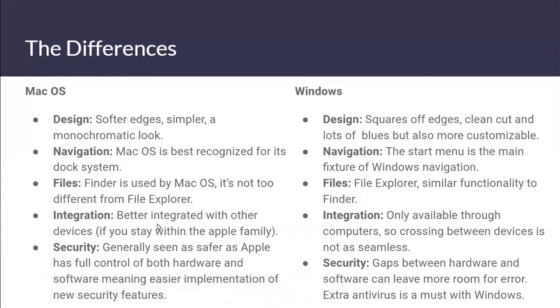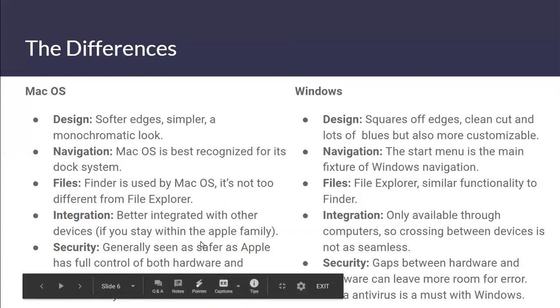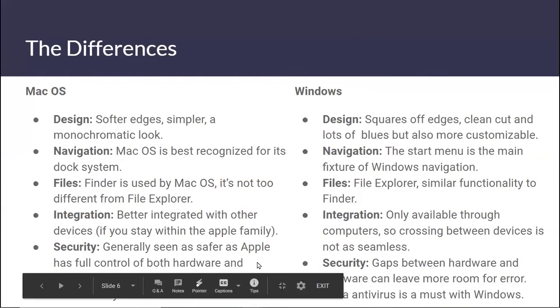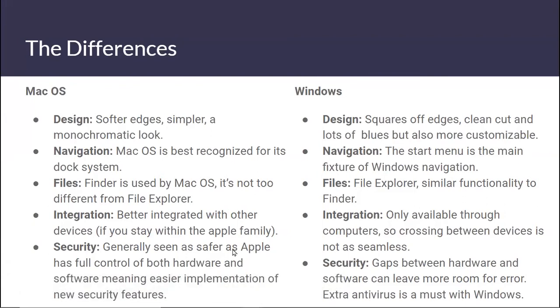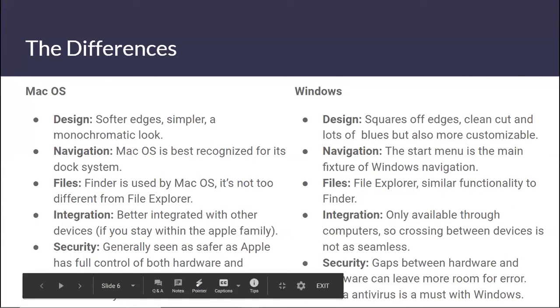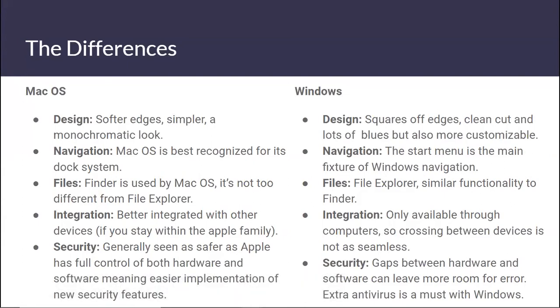Security is generally seen as safer on Apple because Apple has full control of both hardware and software, meaning easier implementation of new security features. And for Windows, security gaps between hardware and software can leave more room for error. Extra antivirus is a must with Windows.